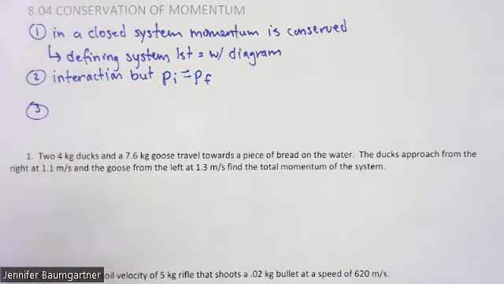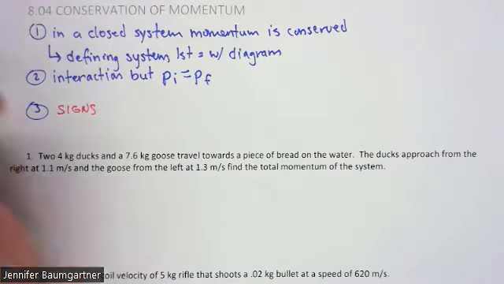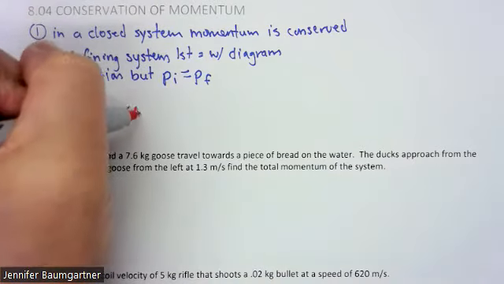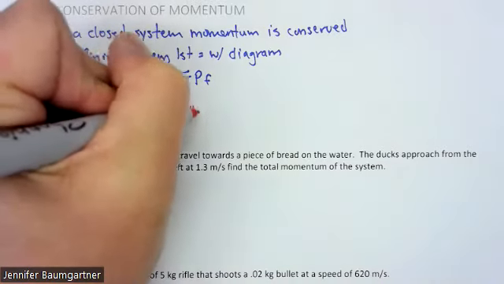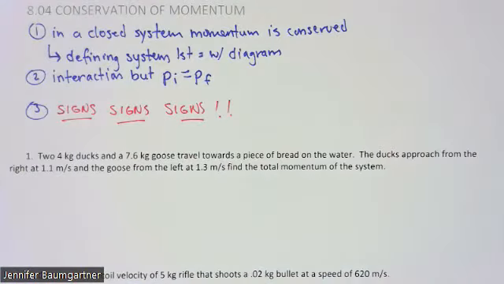Third thing, I'm going to write this in red because this is important. This is what trips up every student that has trouble with this chapter. Every student that I've ever had that has trouble, it's this. It's signs. I'm going to write that three times. I'm going to underline it. Exclamation mark, exclamation mark.